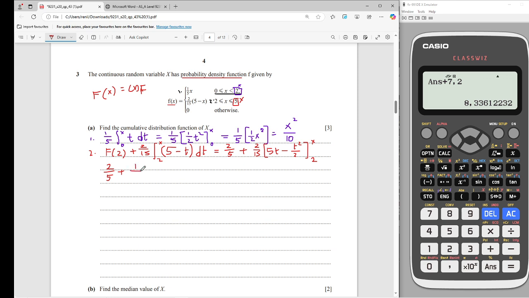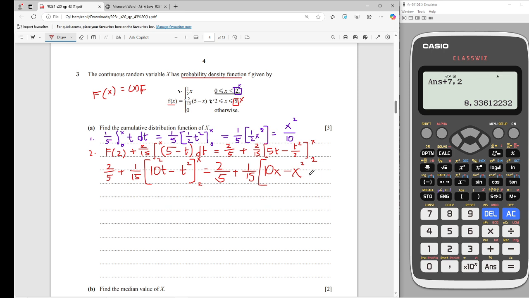So we get 1 by 15 times 10t minus t squared with limits x and 2. And we can simplify this further by putting 2 by 5 plus 1 by 15. Now let's put in our upper limit value, that is x. So we get 10x minus x squared, and over here we have 20.